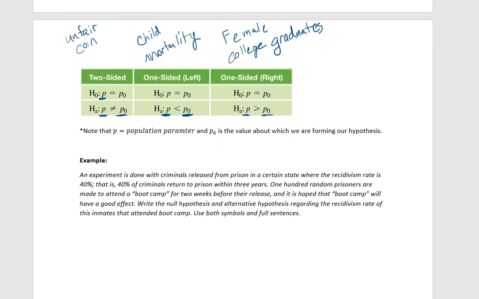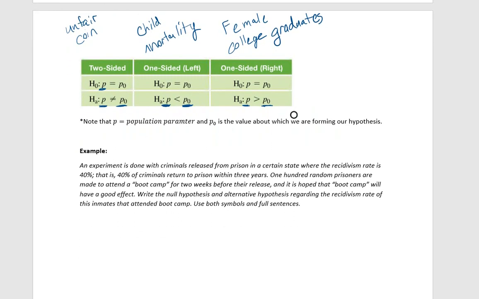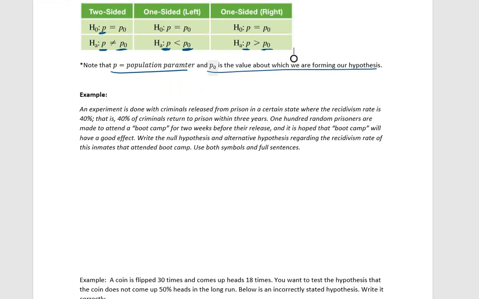So, let's look at an example, and something to note is that P is the population, so the one that we're thinking something about, and P naught is the value that we're forming our hypothesis around. So P is the unknown value, and P naught is the test value. And remember, P hat is our sample.